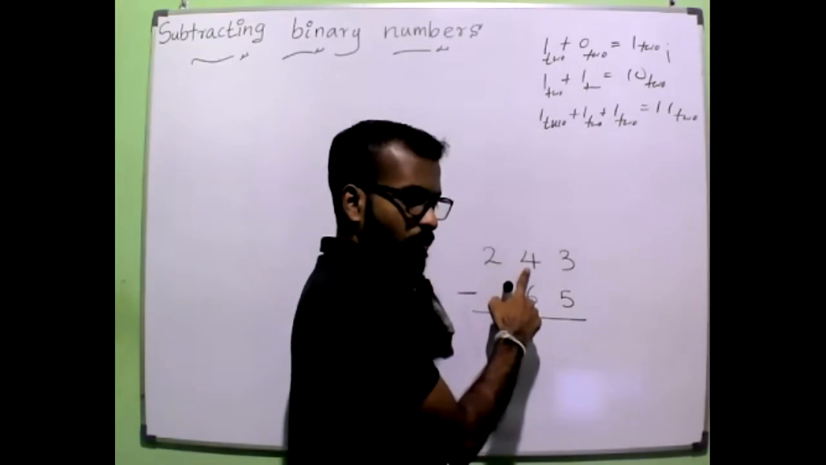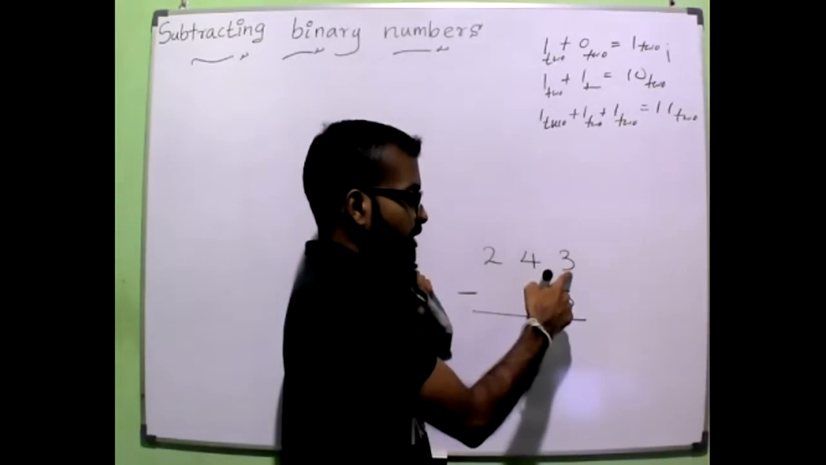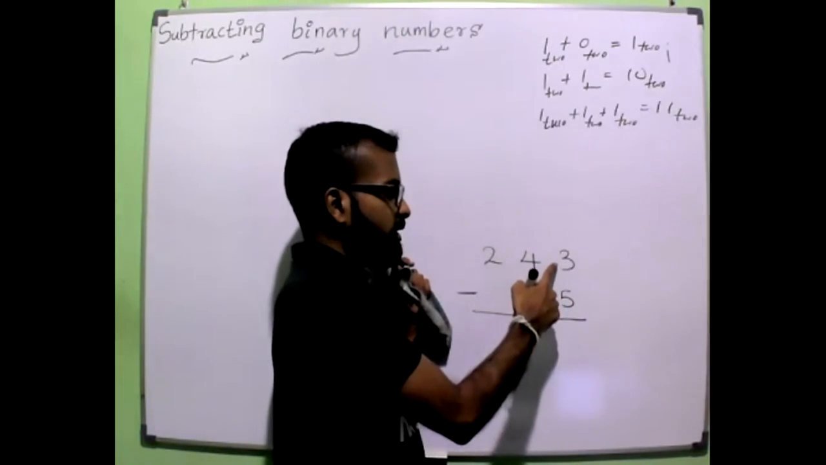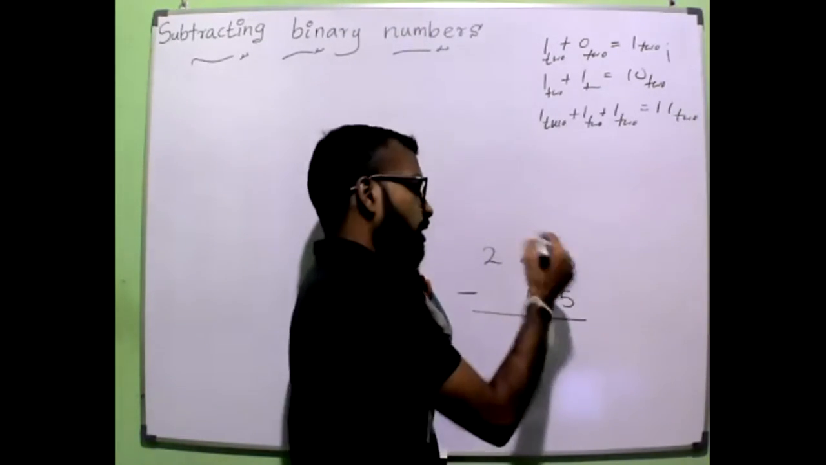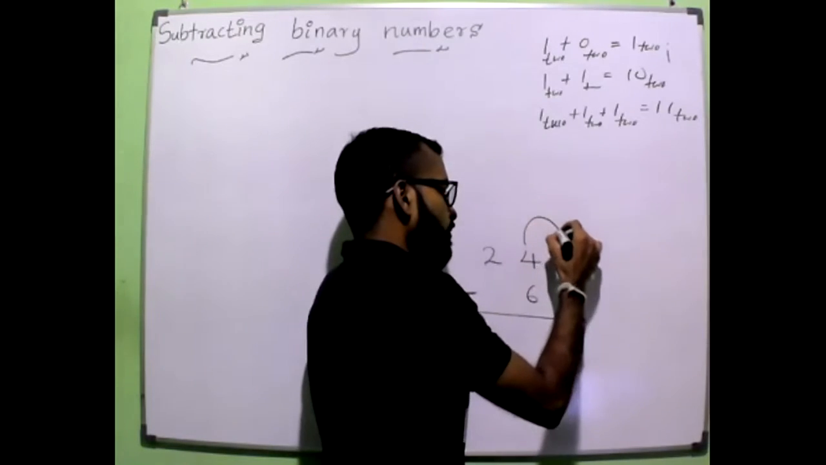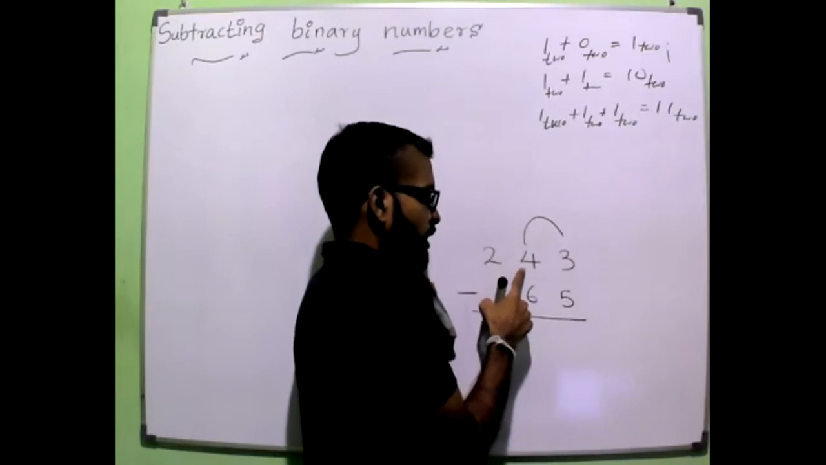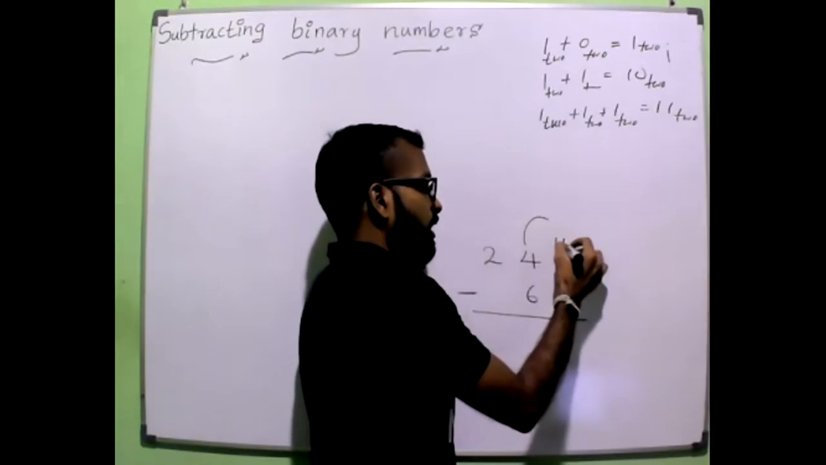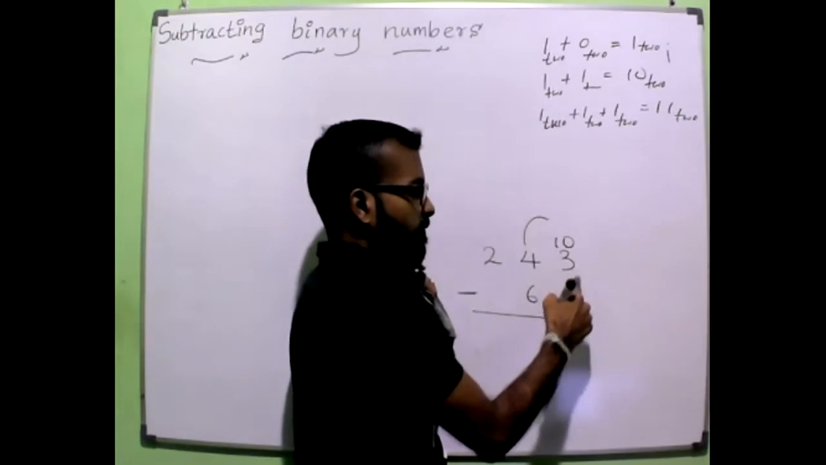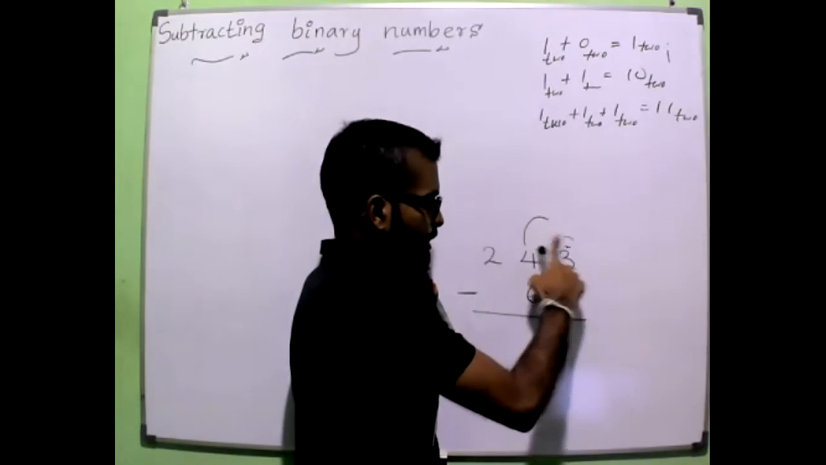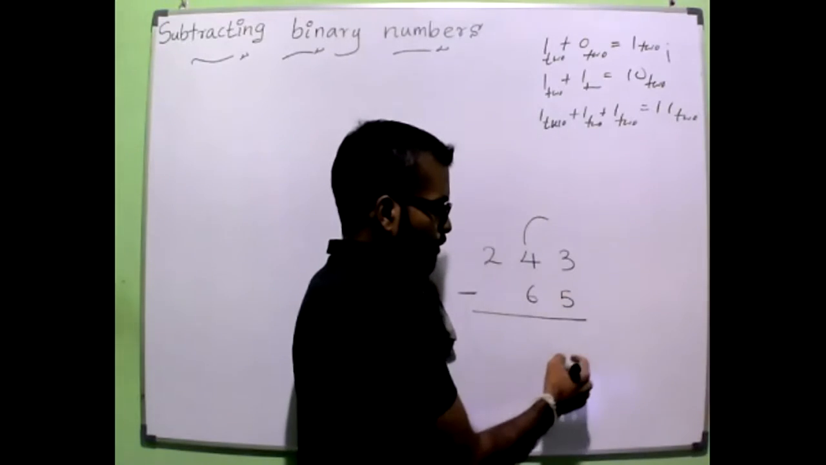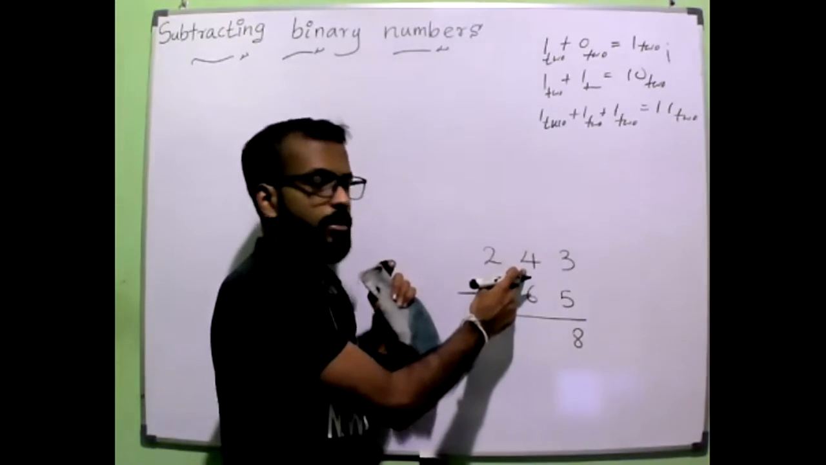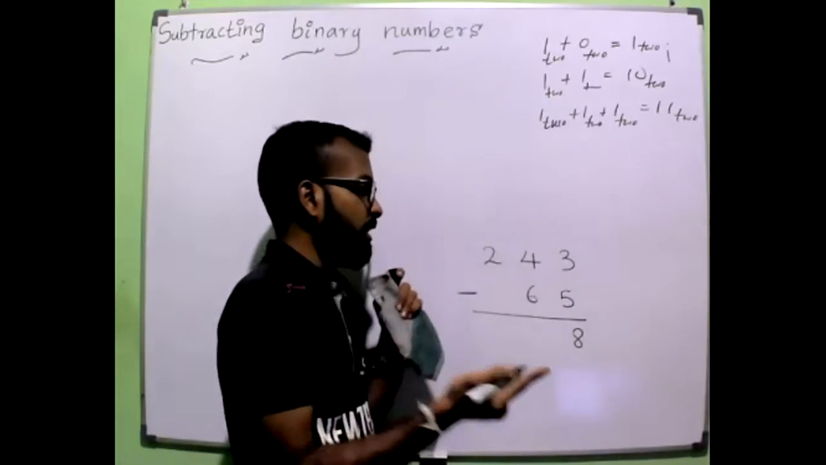Now here you have 4, and here you have 3. But you cannot get the subtraction 3 minus 5. Instead of doing that, you are taking 1 from this 4. So when it comes to this side, it becomes 10. 10 plus 3, 13. 13 minus 5, 8. Now here the remainder is not 4, but 3.